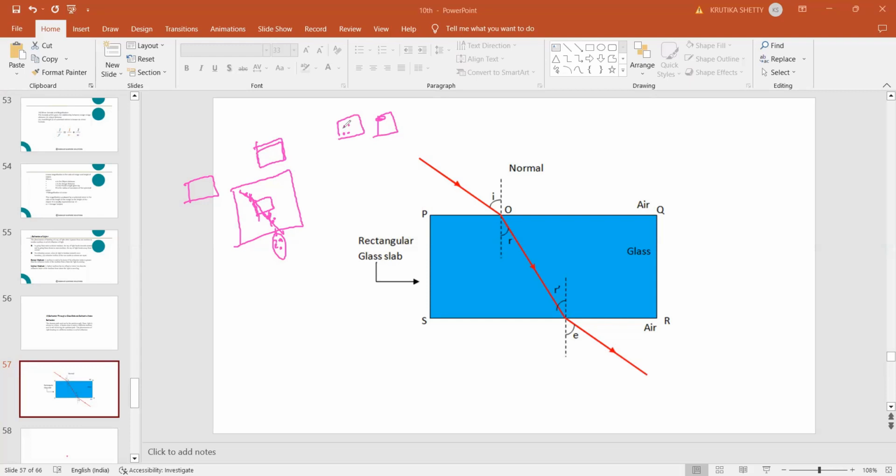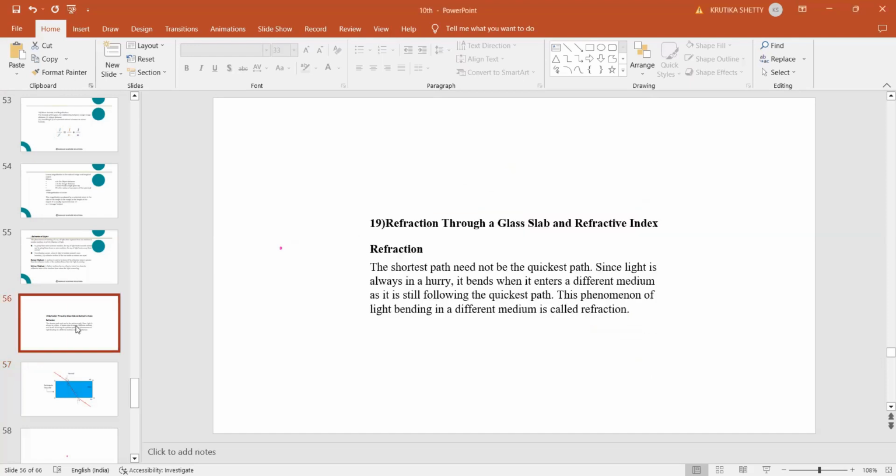Okay, so Shreya, I hope even you have understood what this activity is. So now you can see this. Here it is. That is refraction through a glass slab.